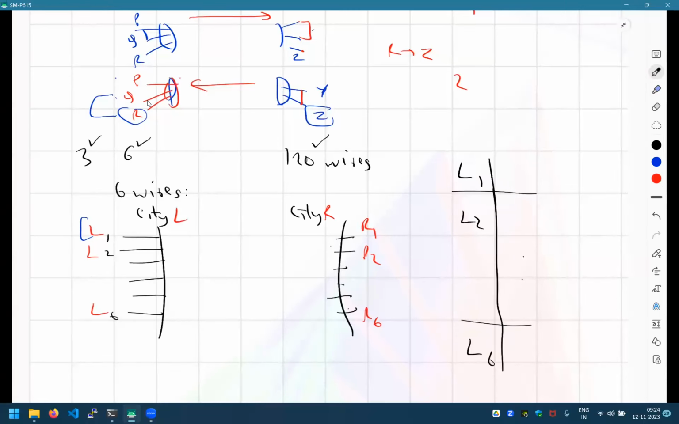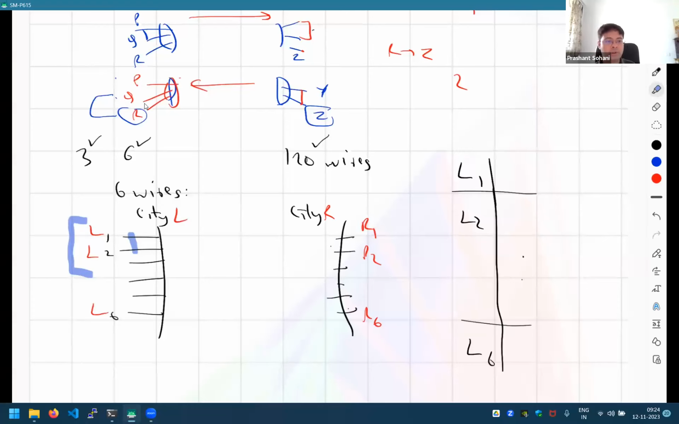So we did the problem of three wires. So we can extrapolate those facts and do the problem of six wires, grouping them into three each. So the difficulty is if you try to apply the three wire concept here. What we'll do is first connect two wires together. Let us say we join L1 and L2 together. So let us say we are thinking, let us solve the problem for L1, L2, L3.